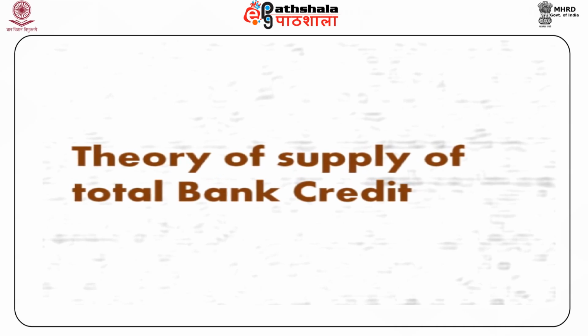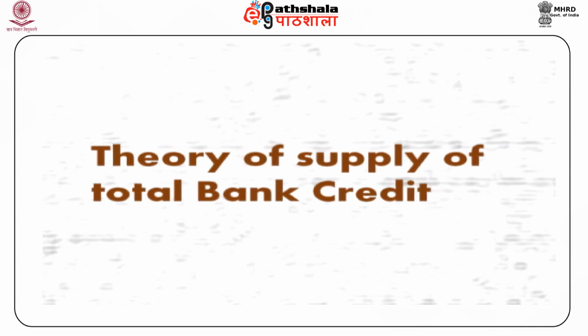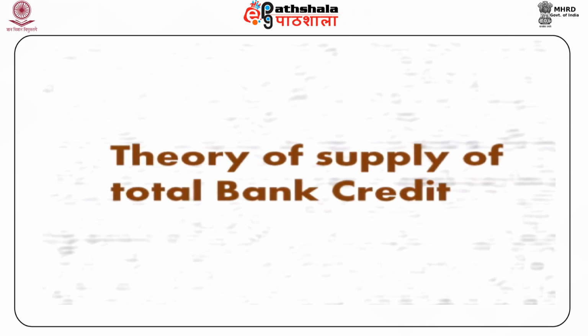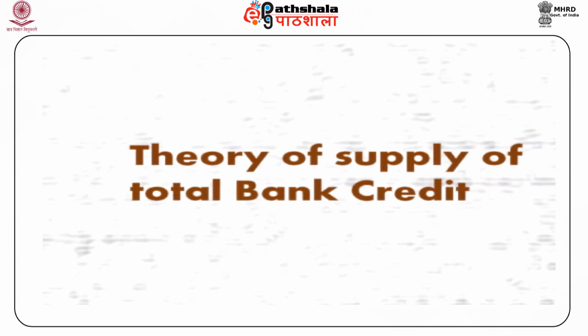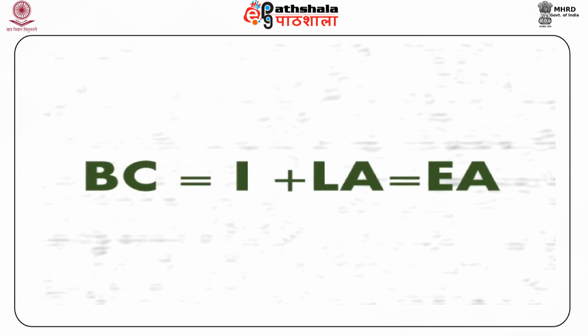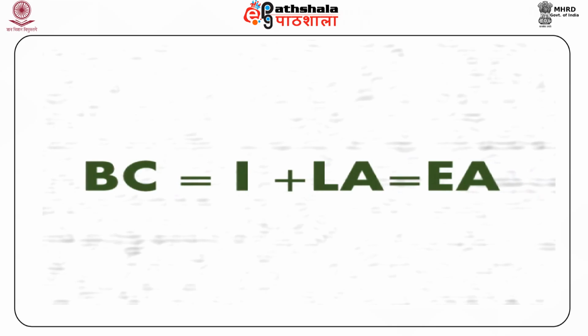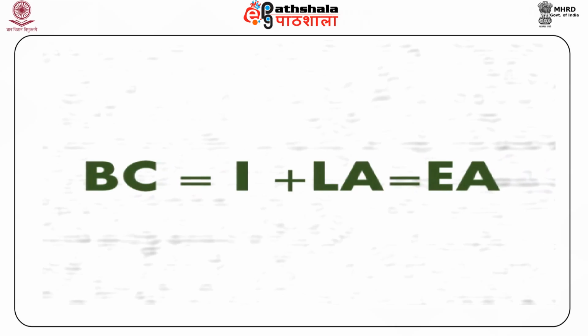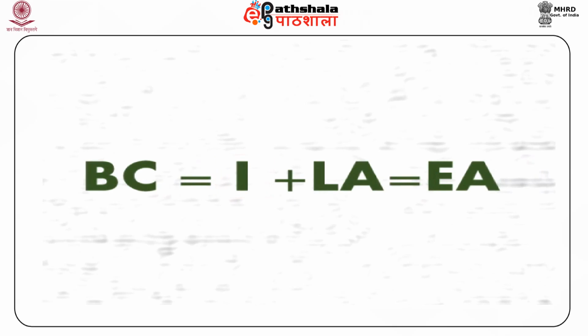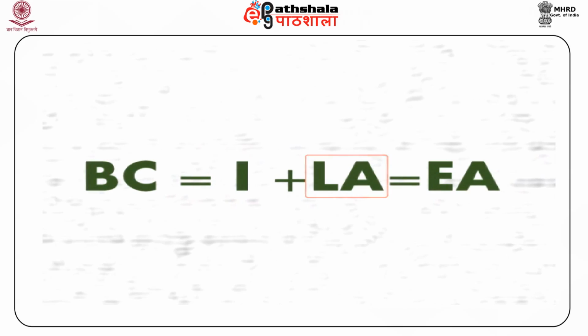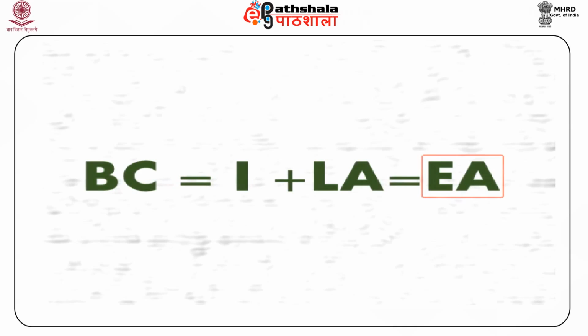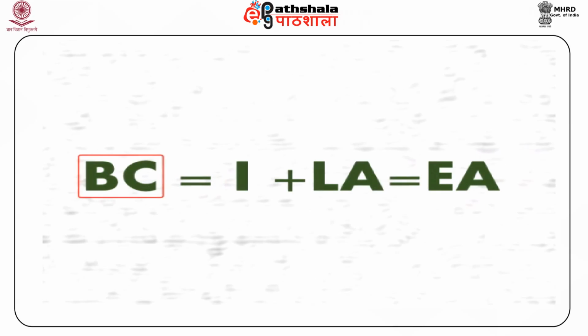Let us now analyze here the relationship between bank credit and bank deposits and derive a theory of supply of total bank credit. To derive the theory of bank credit, we need to define bank credit as the sum of credit to both government and the commercial sector in the form of both investment I and loans and advances LA, which are a part of earning assets EA of banks. That is bank credit BC.